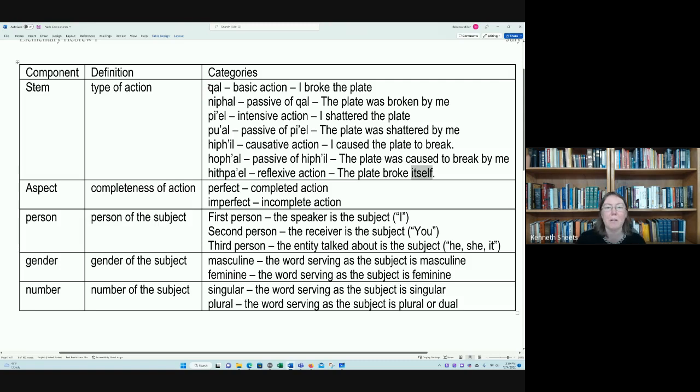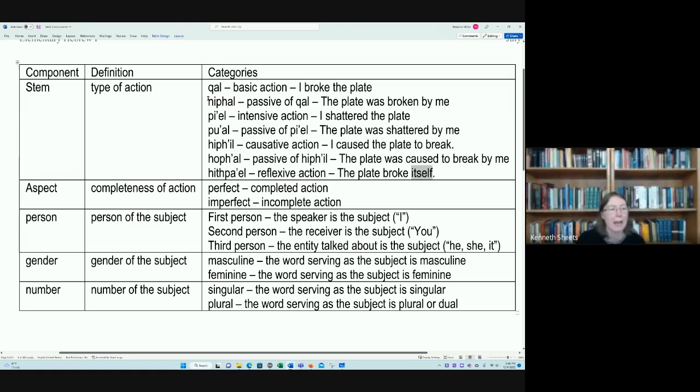So you have the Qal, basic action, I broke the plate. Niphal, the passive of the Qal, the plate was broken by me. Piel, intensive action, I shattered the plate. Pual, the passive of the Piel, the plate was shattered by me. Hiphil, causative action, I caused the plate to break. Hophal, the passive of the Hiphil, the plate was caused to break by me. Hithpael, reflexive action, the plate broke itself. So those are the different stems.